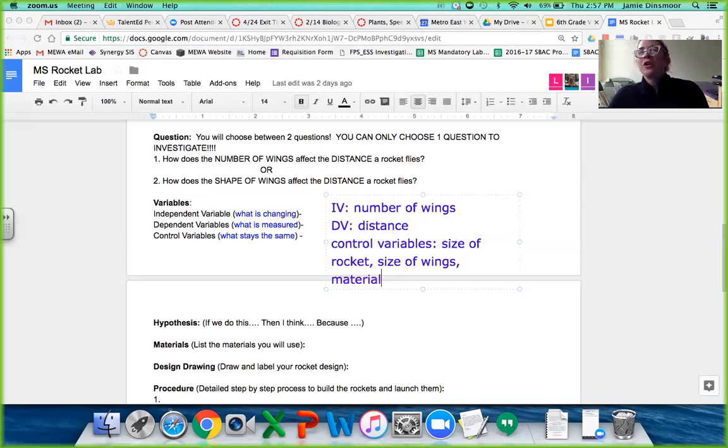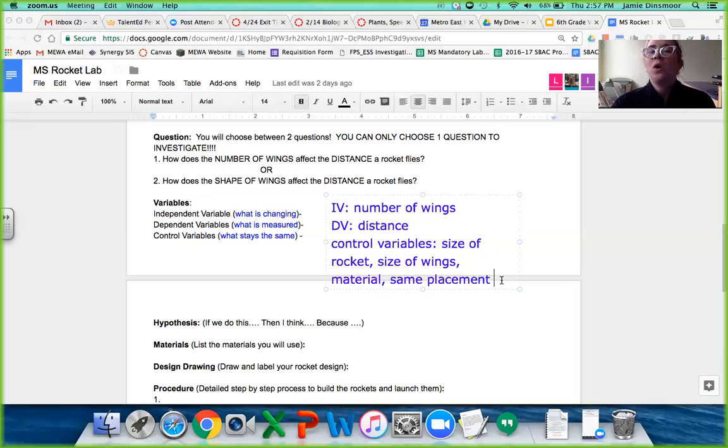The control variables are going to become much more obvious when you actually physically build the rockets, because you're going to be designing your wings and putting them on there. But you want to make sure the size of your rocket is the same, the size of the wings is the same, and that the material you're using is the same, right? And for the most part, you want to do same placement, right? You don't want to have some of your wings on the top of the rocket and some on the bottom and some in the middle. You want to try to keep them in the same area. Okay, so that was for the first question.